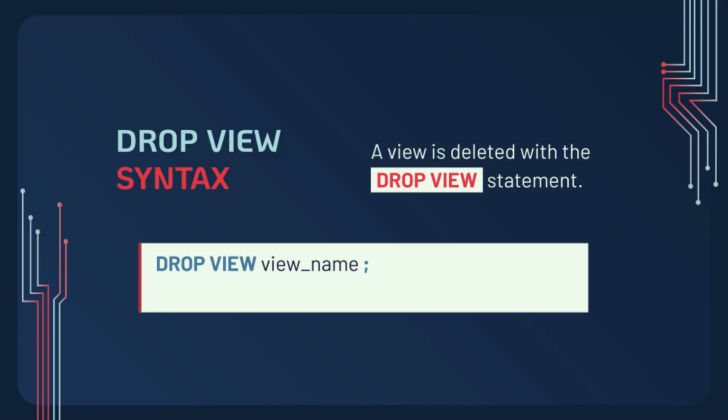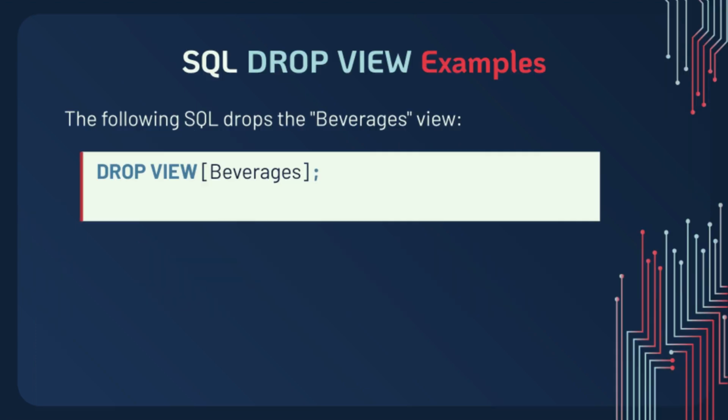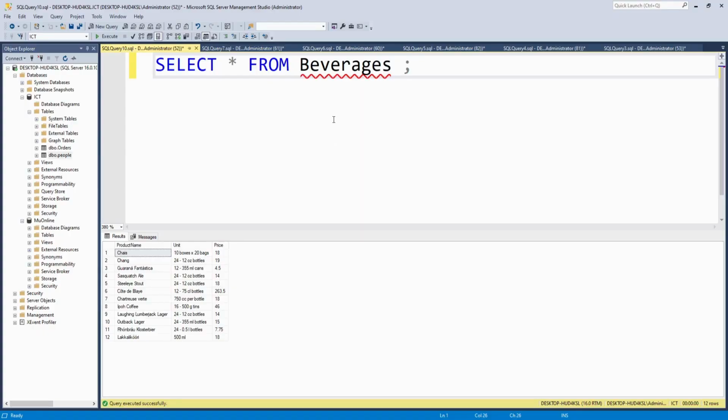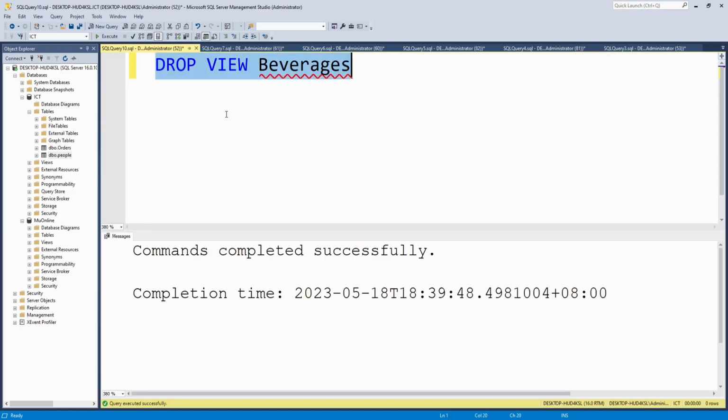When we don't need the view anymore, we can just drop it using the drop view syntax. The syntax shows as drop view, view name. To further understand the syntax, here is an example. The following SQL drops the beverages view. It goes by drop view beverages. Let's see the syntax entered in the program. Once it is executed, we can no longer retrieve the view.